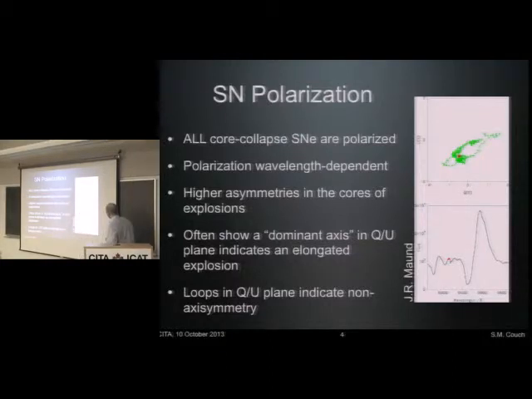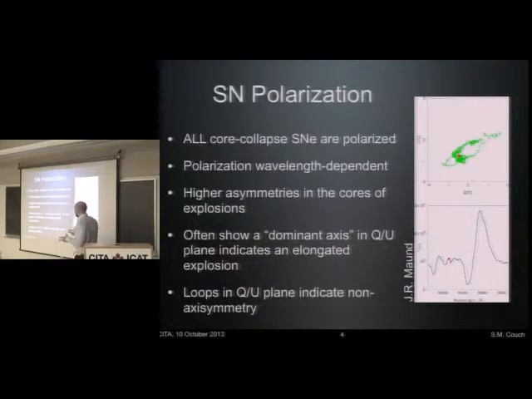So as it zooms down here, it swings out in the QU plane and comes back around. And then on the peak side, it swings to the other side of the QU plane. And what you often see in the QU parameters for core collapse supernovae is this dominant axis in the QU plane. So it's polarized, but it's not sort of randomly polarized all over the QU plane. They tend to have a dominant axis.